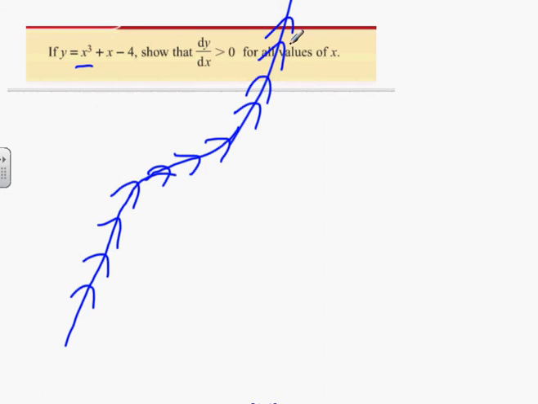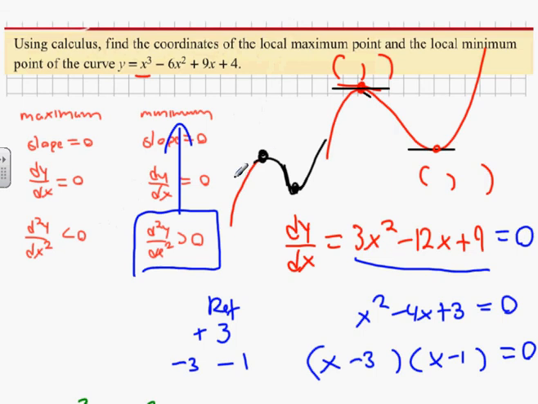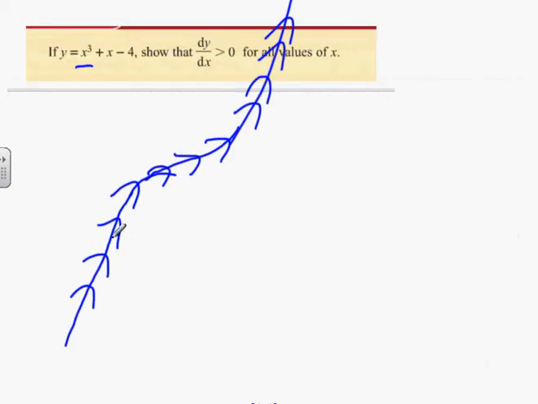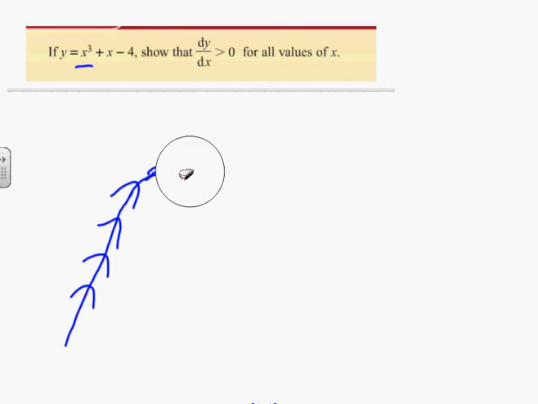Slope is always positive. That wasn't the case for our last question, where it was both positive and negative. In this question here, it's always positive. Now we have to prove that it's always positive, right? So can anyone in the class tell me how you prove that a slope is always positive?